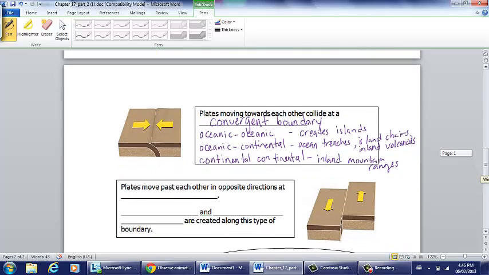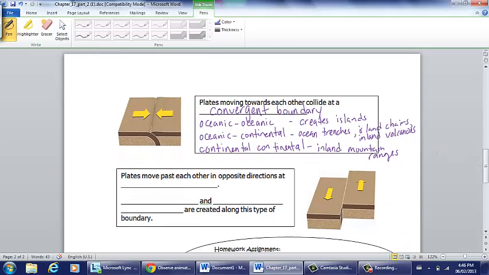Last type of boundary we're going to look at is when the plates move past each other in opposite directions. And this is called a transform boundary. At transform boundaries, we get shallow earthquakes. And we get something called strike-slip faults.